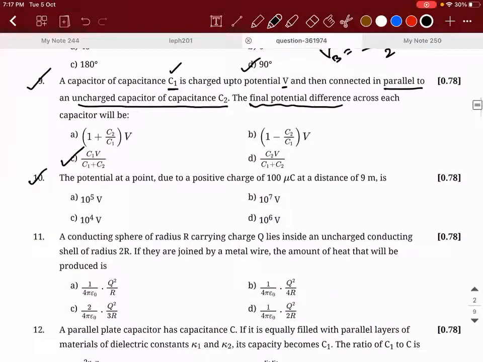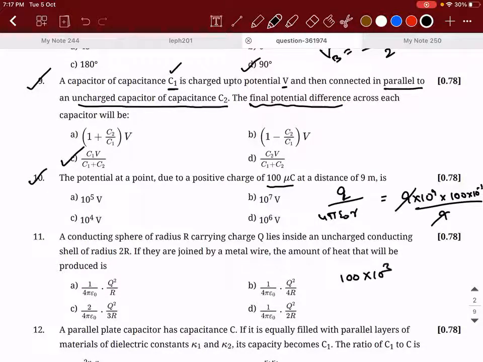The 10th one. The potential at a point due to a positive charge is a very simple question. Q divided by 4 pi epsilon naught R. 9 into 10 power 9 into 100 into 10 power minus 6 divided by 9. 9 and 9 will get cancelled. 100 into 10 power 3 is the answer. 100 into 10 power 3, it is 10 power 5. This is the answer.